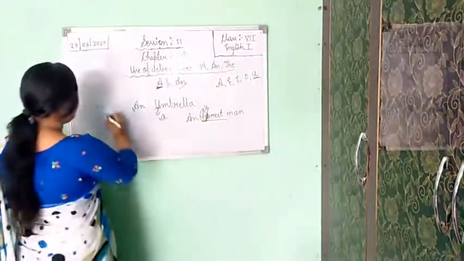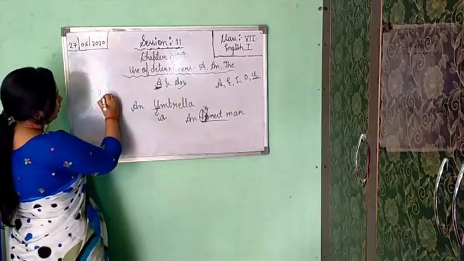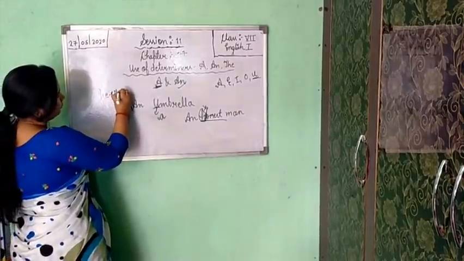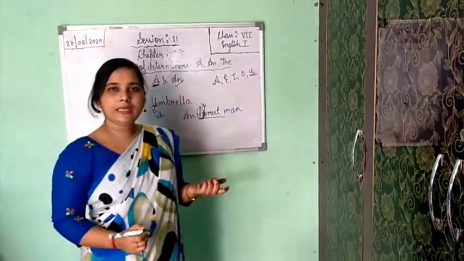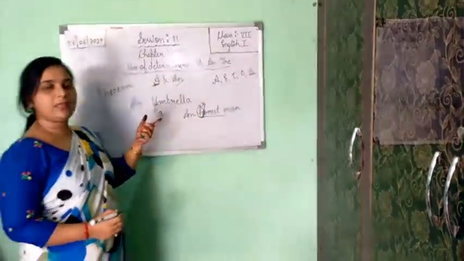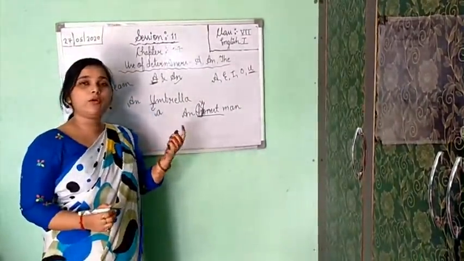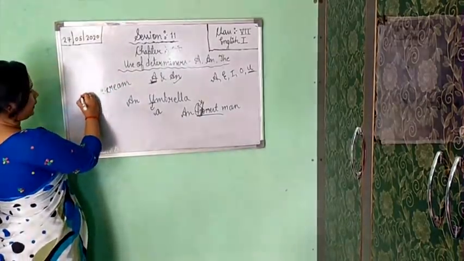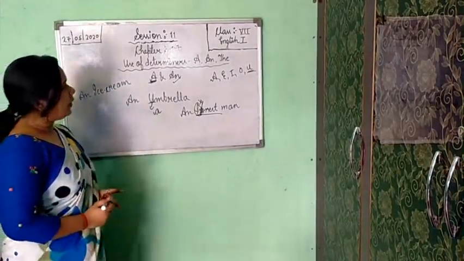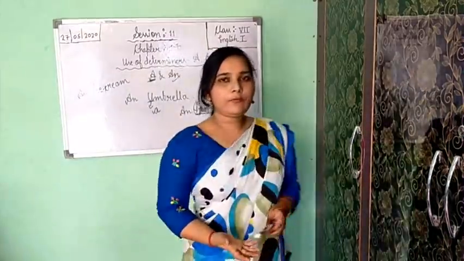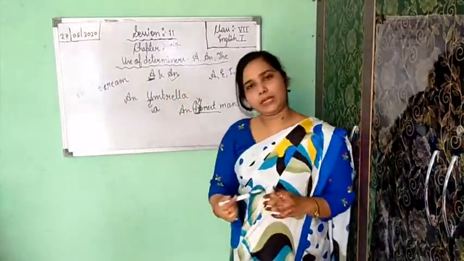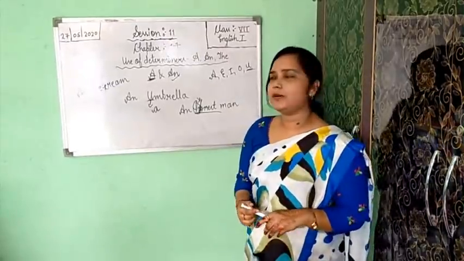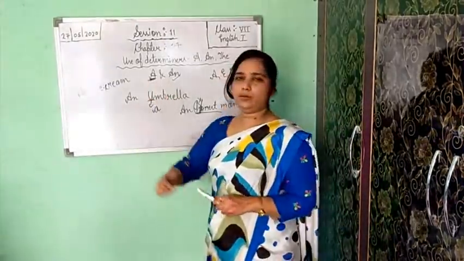Okay. Now the next one is ice cream. I is your vowel, and the pronunciation is also coming of a vowel sound only, so you will put N here. Now I think it is clear to you. If you are getting a vowel sounded word, then you will put the determiner N. But if you are getting a consonant sounded word, then you will put A only.